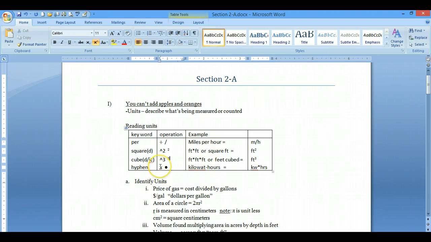Multiplying, you can use an X or a dot, that's a really big dot, or you can use the little star function you can find on your number pad. If I have something like kilowatt hours, kilowatt hyphen hours, that's the same as kilowatts times hours.